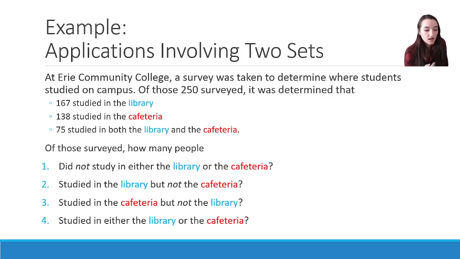How many did not study in either the library or the cafeteria? How many studied in the library but not the cafeteria? How many studied in the cafeteria but not the library? How many studied in either the library or the cafeteria?